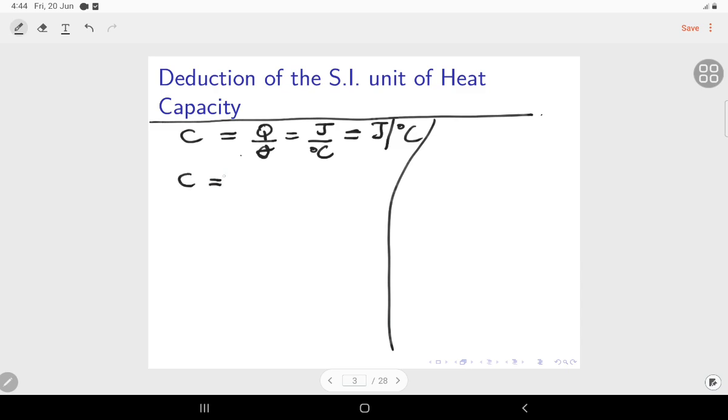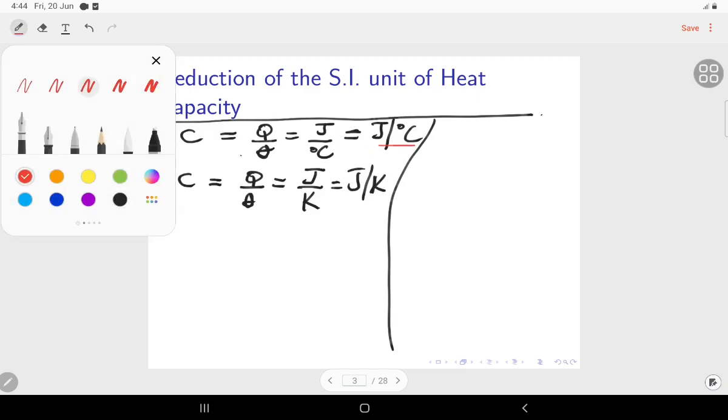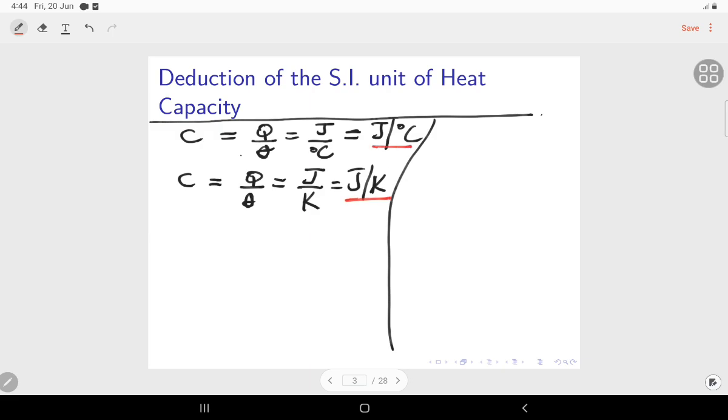Another way you can also express it is to use the Kelvin. That is the absolute scale. If you are using the absolute scale, then the temperature will not be in degrees Celsius, but in Kelvin. So we have joule per Kelvin. This is given as the second one. You can even rewrite this as joule per this way, or you can even call it this way according to indices.